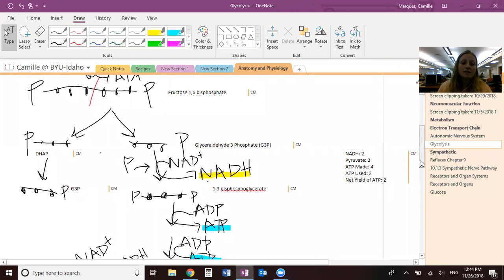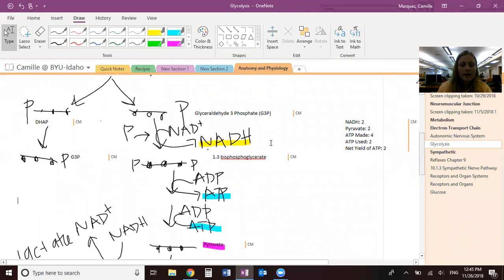DHAP is basically useless in the body, so we are going to convert DHAP into G3P. I also want to correct myself. DHAP may have a purpose, but those processes are completely useless in the body right now. So G3P. So now we have 2 molecules of G3P. So these next steps that I'm going to go through, they happen twice.